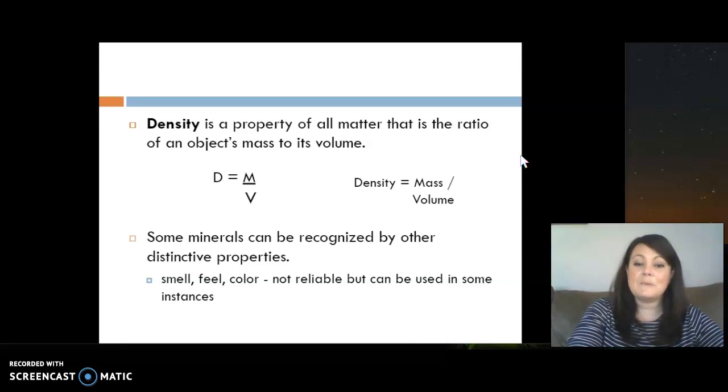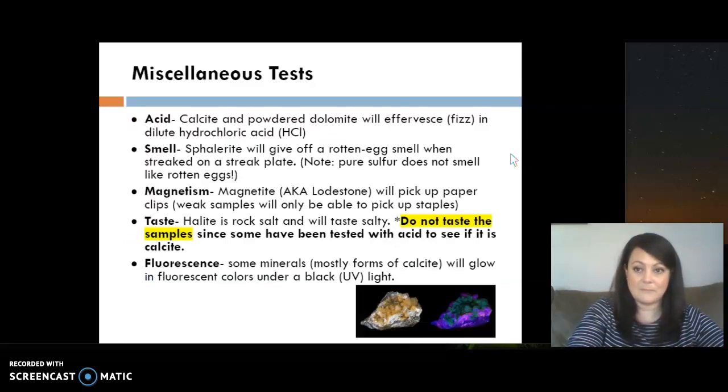Some minerals can also be recognized by other distinctive properties, such as smell, feel, color. Now that one's tricky because it's not reliable, but in some instances it can be used. Miscellaneous tests that you can do on a mineral. The acid test, this one's a little more dangerous. You're going to dilute hydrochloric acid and put a few drops on it. If it is a carbonate, it will actually fizz.